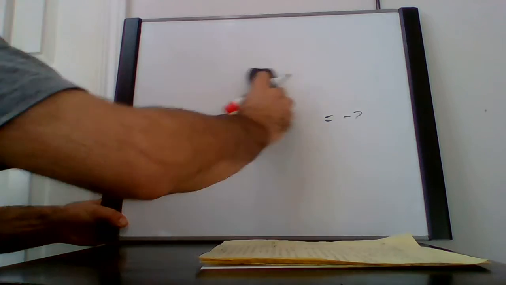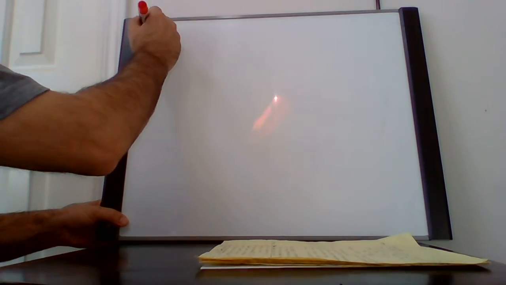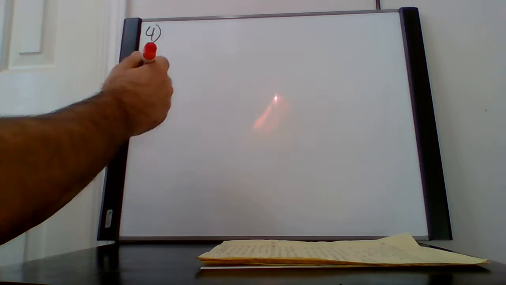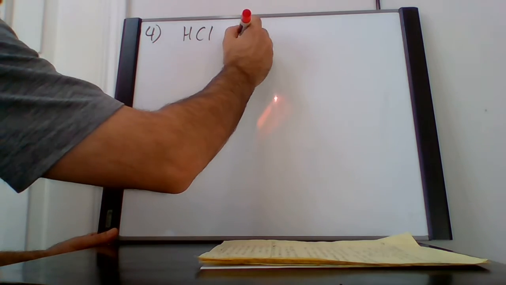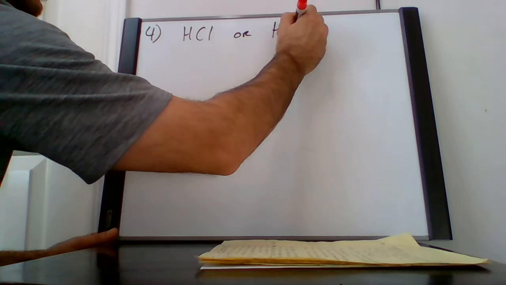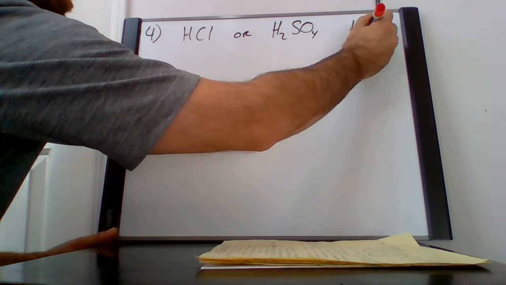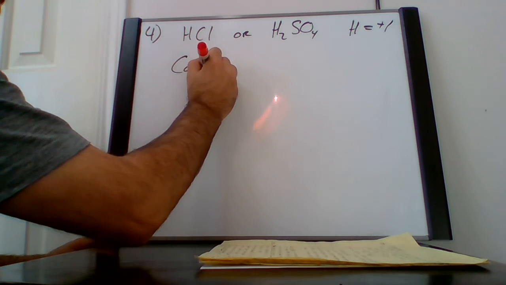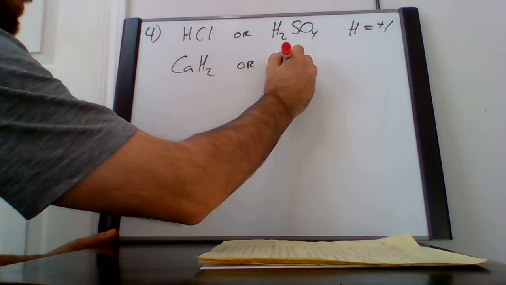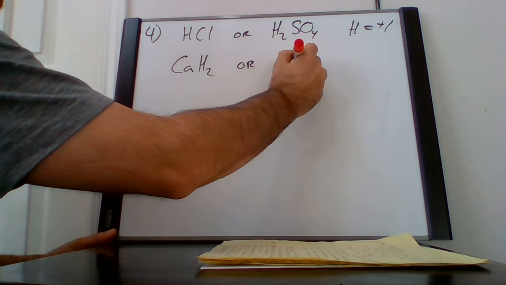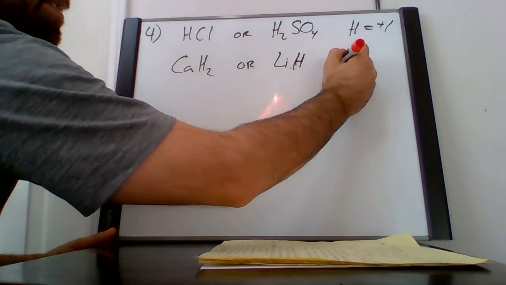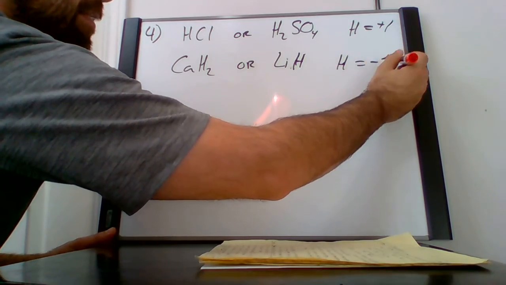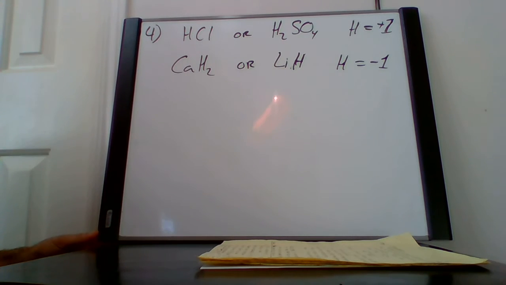Moving on to our 4th rule. Hydrogen is going to be a +1, except for when it's a metal hydride. So if we're thinking of HCl or H2SO4, in these cases, hydrogen equals that +1. However, if we had, say, calcium hydride or lithium hydride, we're dealing with a couple of metal hydrides here. In these cases, the hydrogen has an oxidation number of -1.